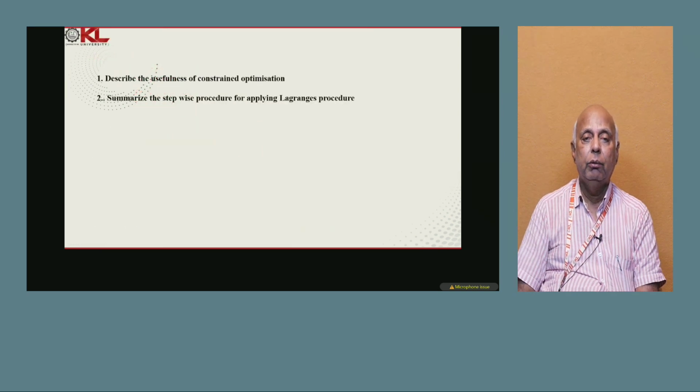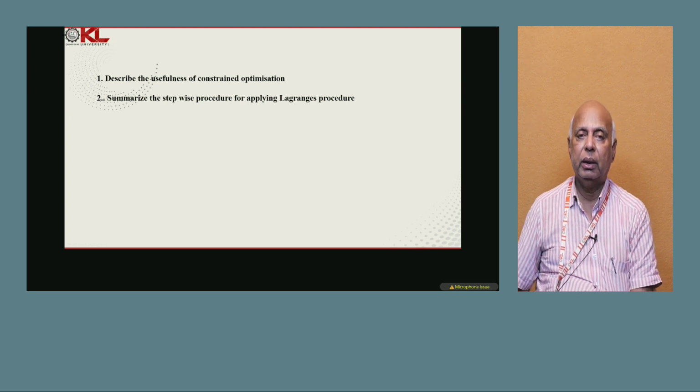So this is how we apply the Lagrangian multiplier and get the values, and we take either the maximum or minimum, whatever is required here.